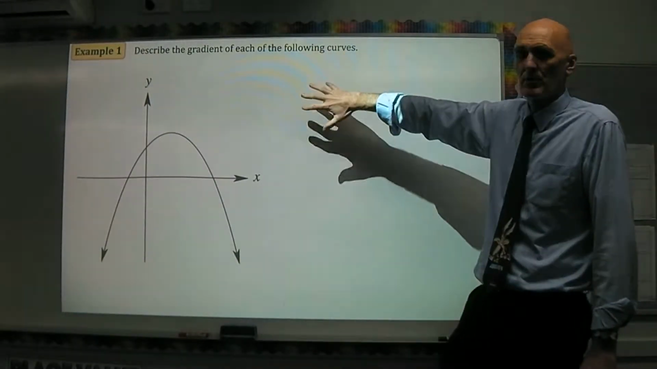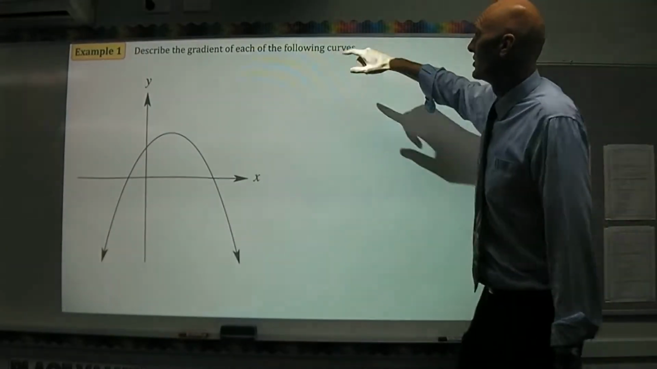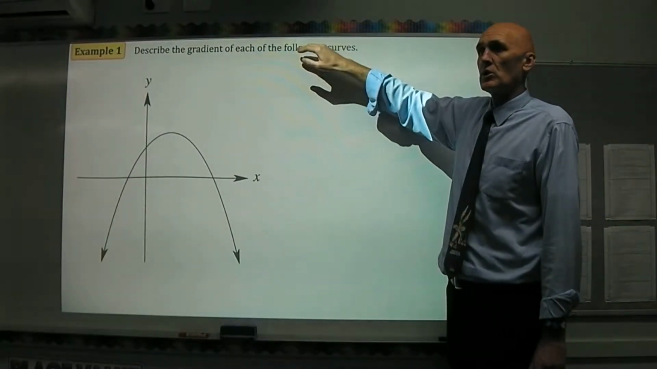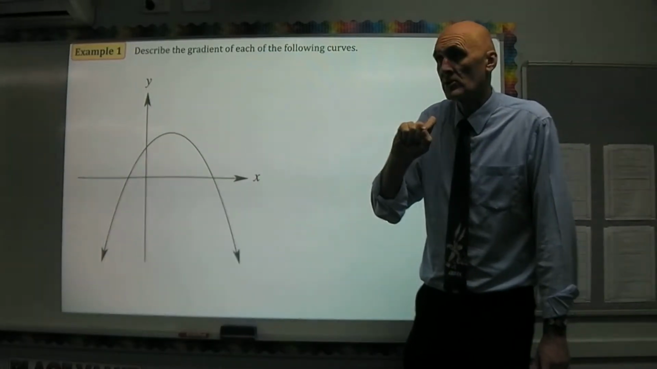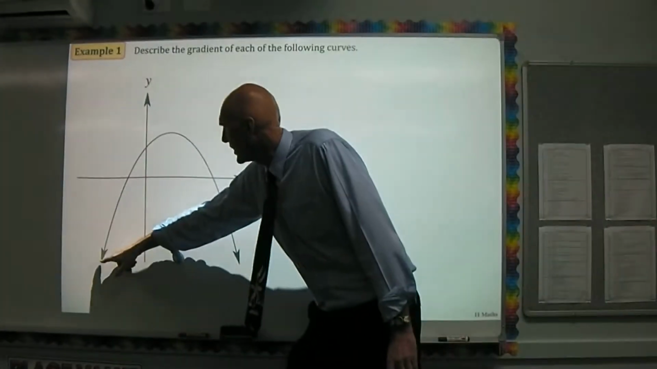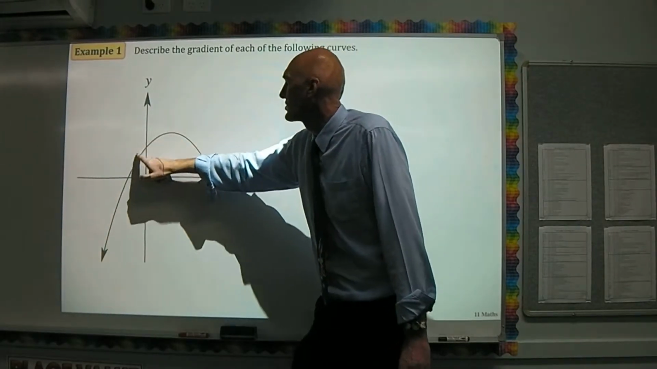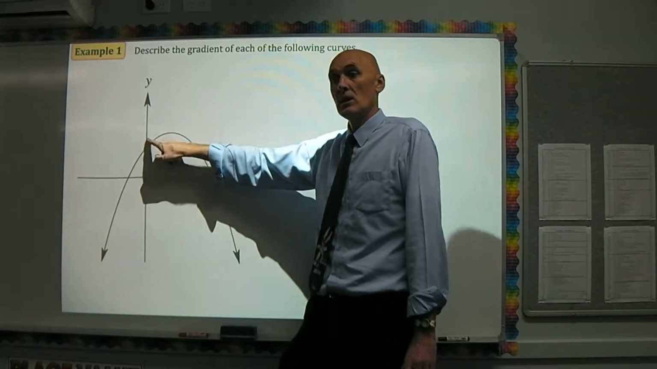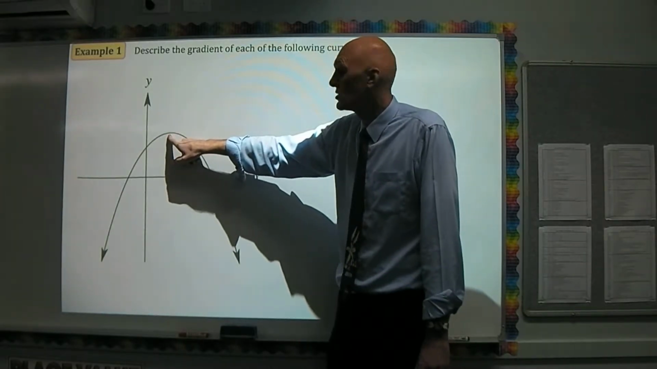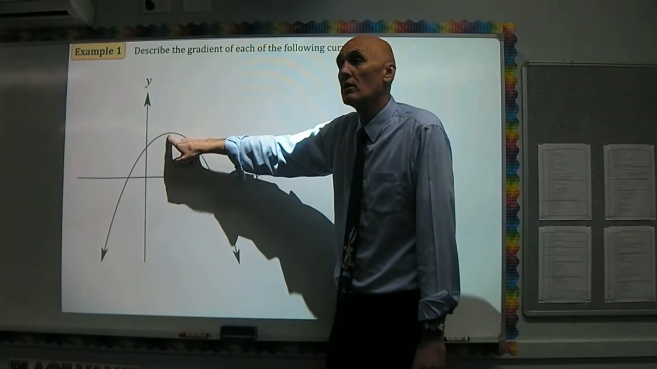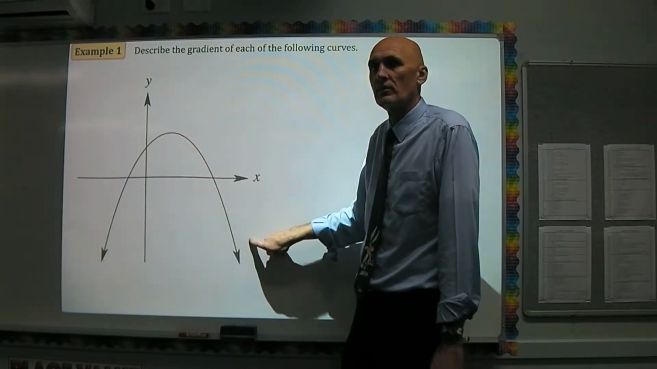So it's the first example on the next section. Describe the gradient of the following curves. Is the steepness changing with this? It's not constant, is it? How would you describe the gradient to the left-hand side of the curve here? Increasing. How would you describe the gradient at the top? Stationary, or a gradient of 0. And how would you describe it to the right?